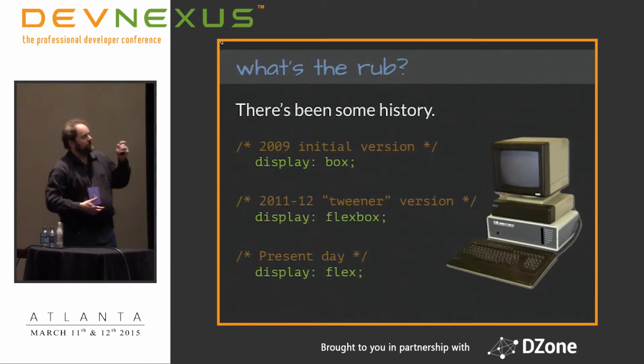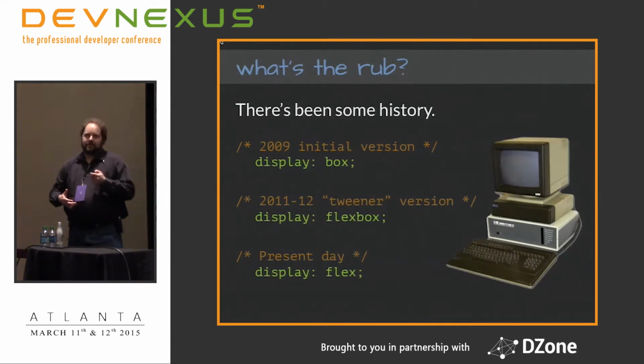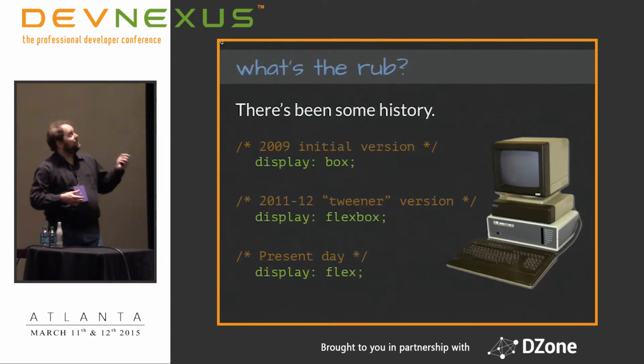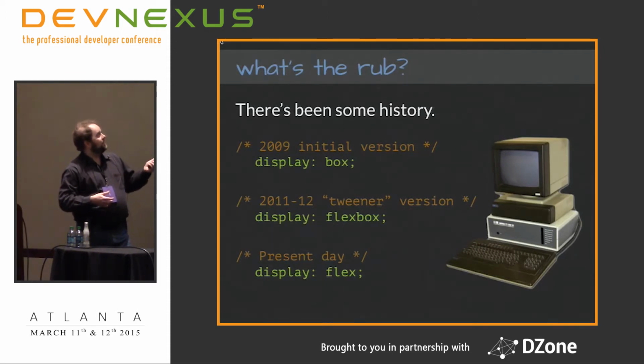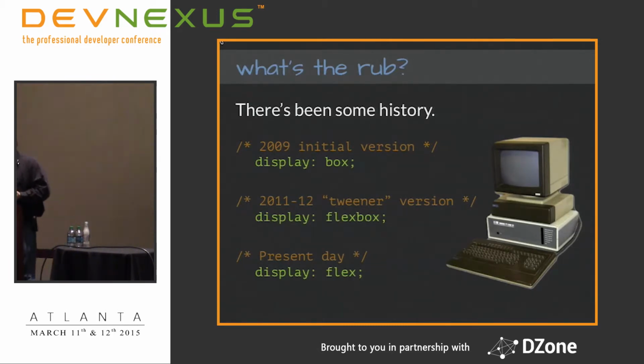History. So this is a W3C standard. They do not come to be very quickly, and sometimes there are some changes that happen from start to finish. This one has had a couple. In 2009, you would say display equals box, and then around 2011-12, they changed it to Flexbox, and now, present day, it's just flex. You would say display is flex.